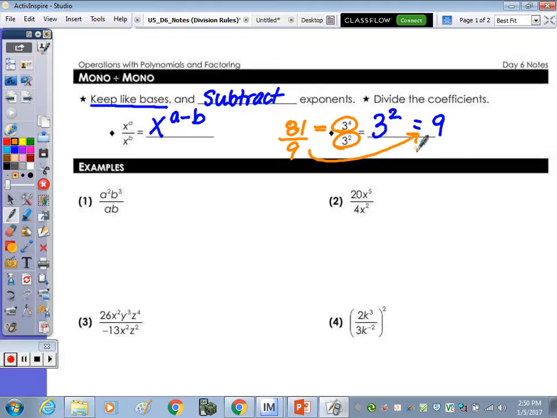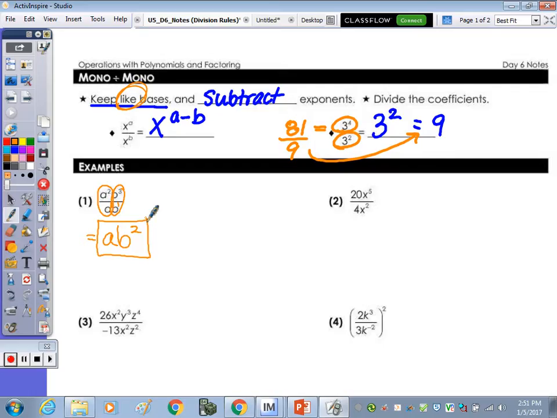Okay? So the number 1, we're going to take a squared b cubed and then divide it by ab. So you have to focus on those like bases. So divide the a squared by a, and what do we get? There's a 1 there. So keep base of a, and then 2 minus 1 is just a, or a to the first. And then b cubed divided by b to the first would be b squared.